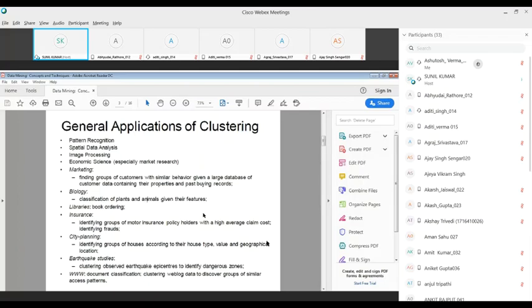In biology, classifying plants and animals according to their features is also an application of clustering. You are grouping similar things together and then putting a class over them. So it's classification, but first you arrange the things that are similar to each other. In a library, we have book ordering. In insurance, there is identifying groups of motor insurance policyholders with a high average claim cost, and identifying certain fraud. These are again applications of clustering.